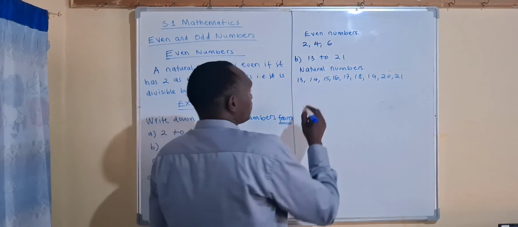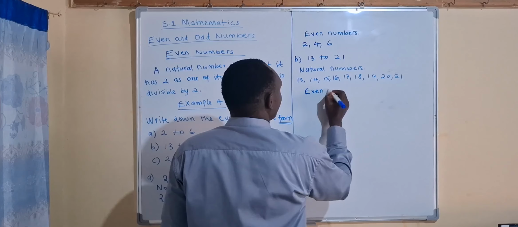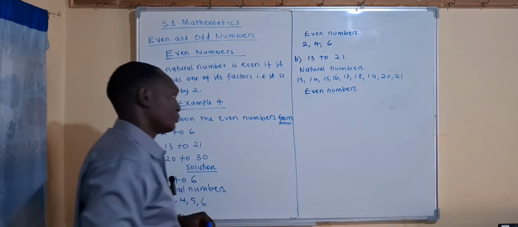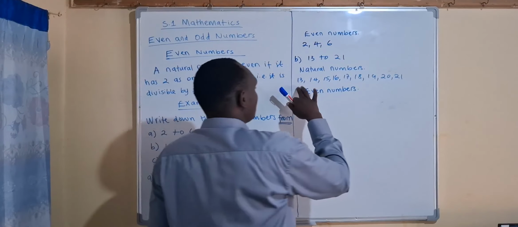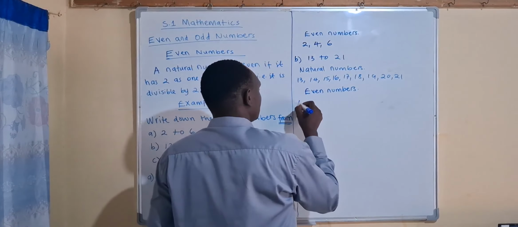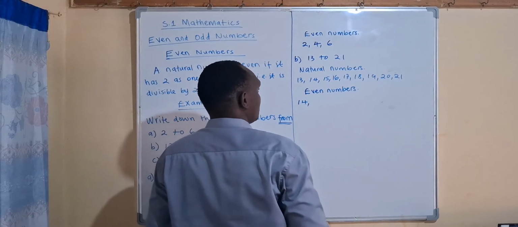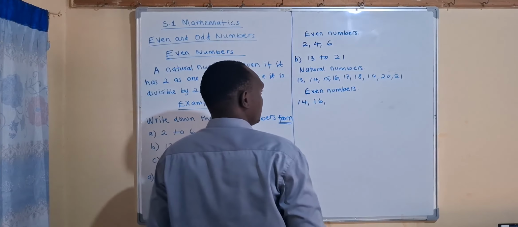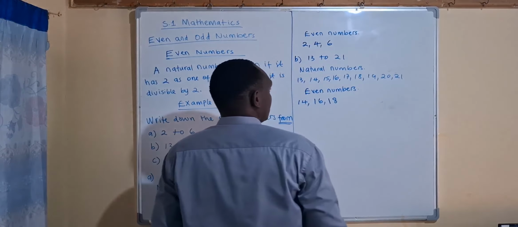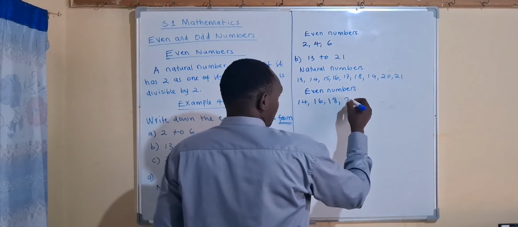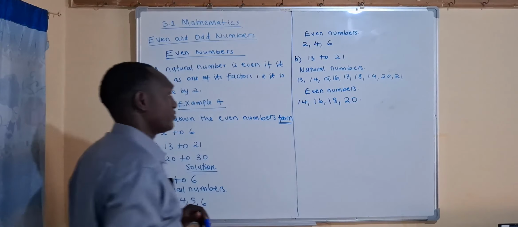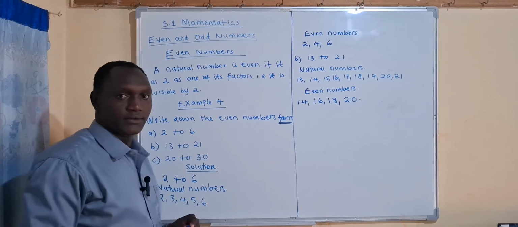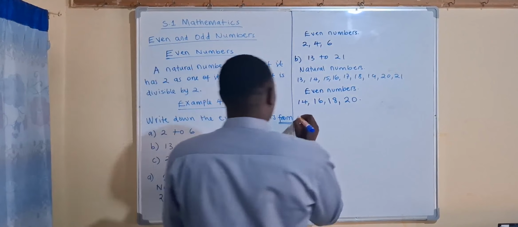Here we look for even numbers. When we look for even numbers, we are looking for numbers for which 2 is a factor, or those numbers that if you divide by 2, the remainder is 0. 13, no. 14, yes. 14 you get 7 and the remainder is 0. 15, no. 16, yes. You get 8 and the remainder is 0. 17, no. 18, yes. 19, no. 20, yes. 21 is not an even number because when you divide by 2, you get 10 and the remainder is 1.